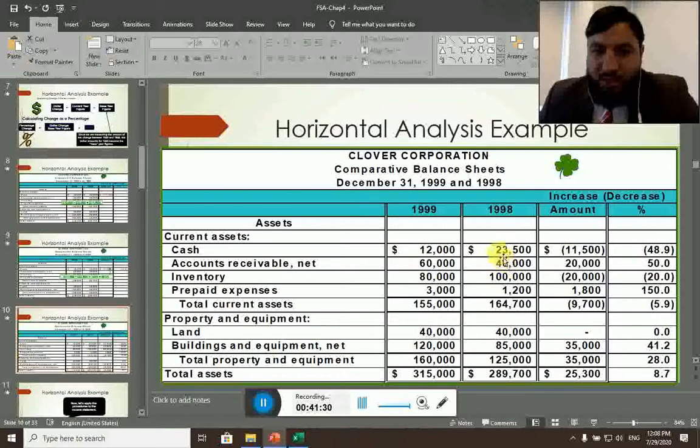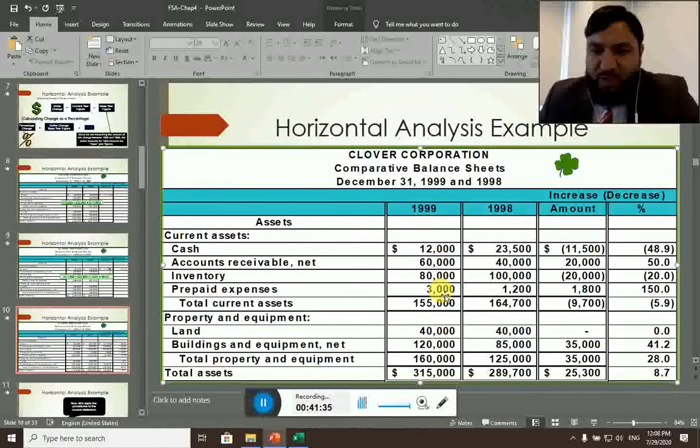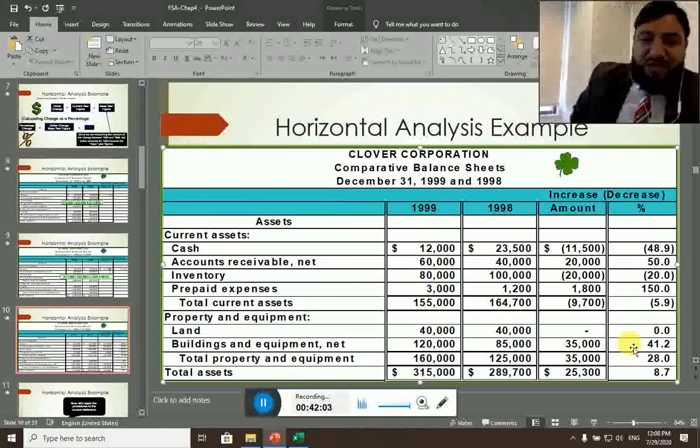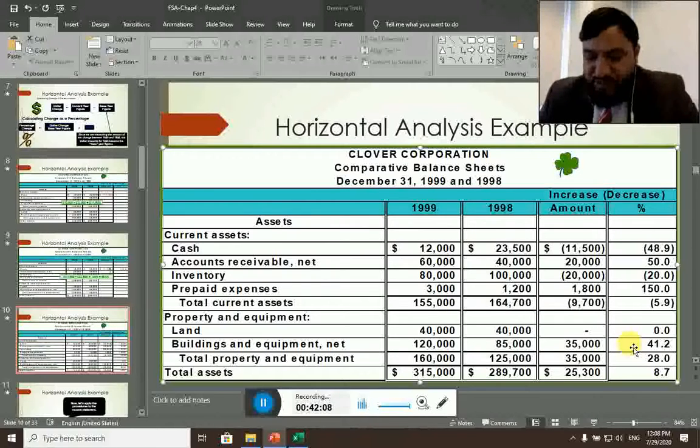Okay. The decrease is due to the cash and due to the inventory, and because of these two things we have a 5.9% decrease in our total current assets as compared to the previous year, right? Now we have the other items. You can see there is no change in this. Land and building, there is an increase of 41.2%, meaning we have increased our investment in fixed assets, and similarly the total property, plant and equipment has also increased.